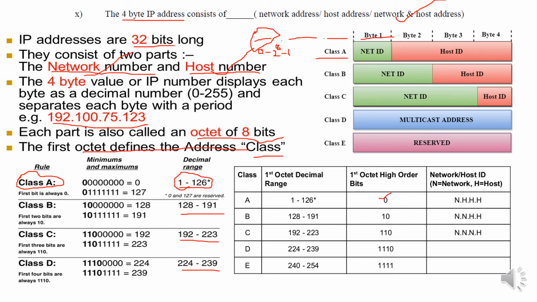If the first bit is 0, then it is class A. If the first 2 bits are 1 0, that is this range, then it is B. If it is 110, then C. If it is 1110, then D. So only seeing the first 4 bits of the first octet. There are 8 bits. Among these 8 bits, only the first 4 bits define the class of the address.